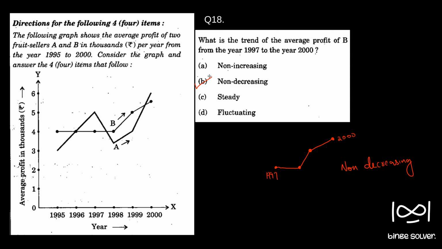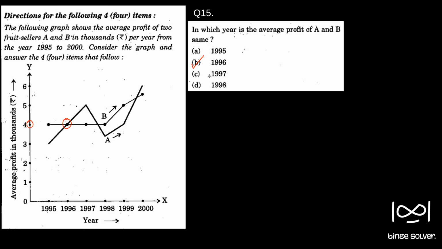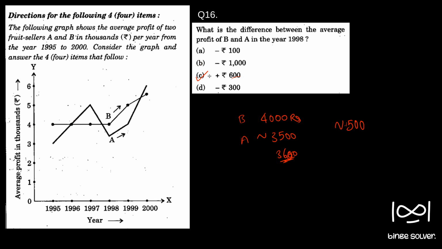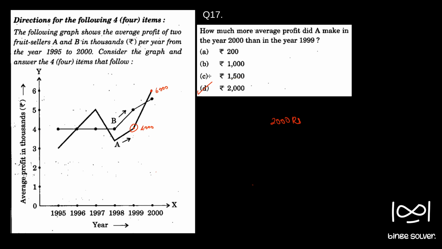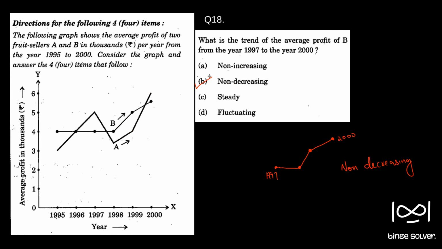So 4 questions are over. That is the solution. I'll just show once again: 15, it is 1990, option B. 16, it is option C. 17, option D. And 18, option B. So that is the solution.